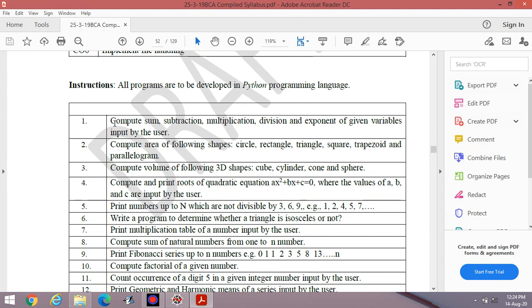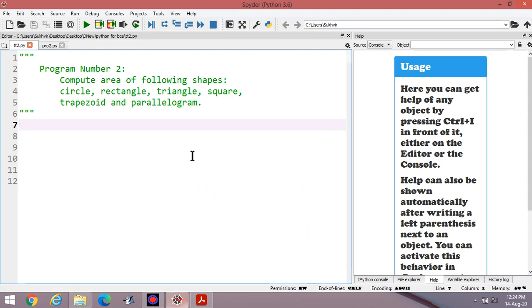I have already discussed program number 1, compute sum, subtraction, multiplication, division and exponent of the given variables input by the user. In today's lecture, I am going to discuss the calculation of area of the following shapes: circle, rectangle, triangle, square, trapezoid and parallelogram. I am using the Spyder platform to implement the programs.